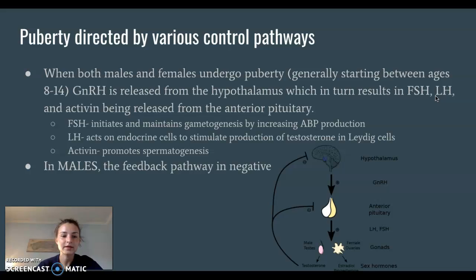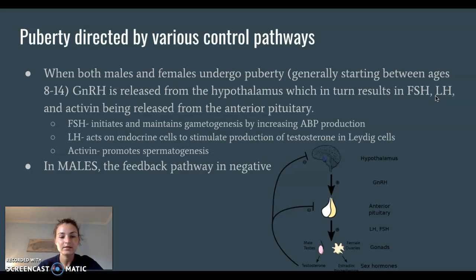More specifically, FSH initiates and maintains gametogenesis by increasing ABP, which is androgen binding protein. And then LH acts on endocrine cells to stimulate production of testosterone in Leydig cells, which I'll get to more specifically in the following slide. And then activin, you can think of it as activating or promoting spermatogenesis.